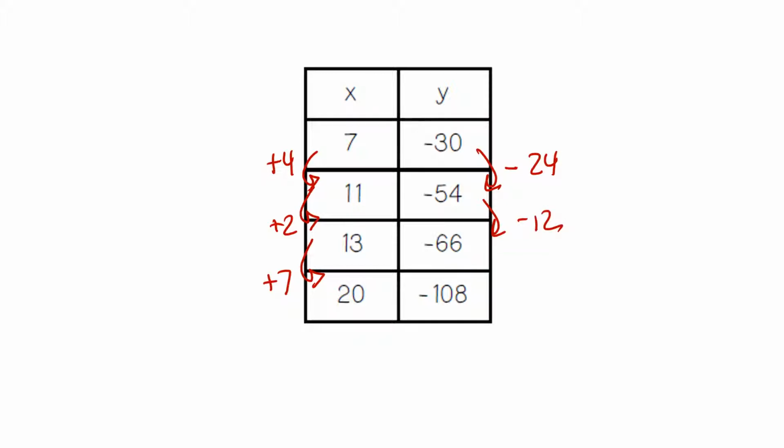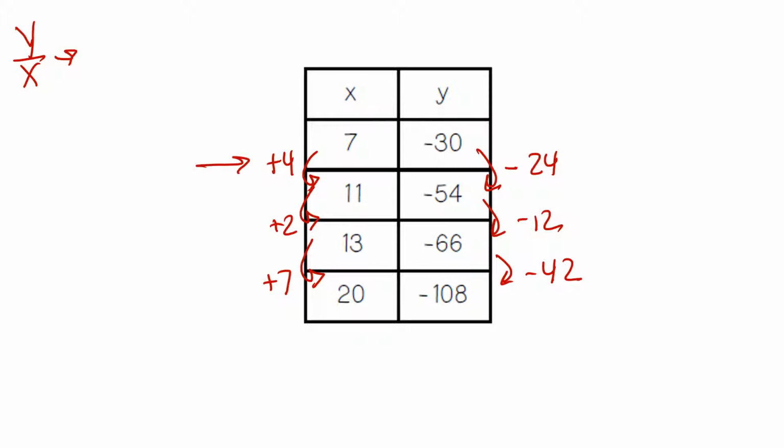And going from 66 to 108 is going down 42. We can take any of those and set them up as our fraction y over x. I will use all three examples just to show you.